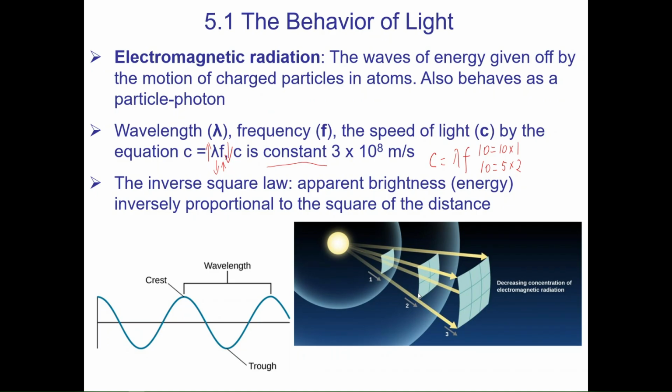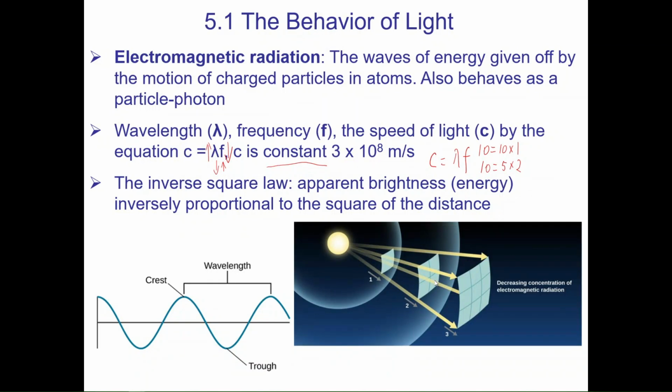That means apparent brightness, or the amount of energy, is inversely proportional to the square of the distance. You can imagine in the solar system, Venus is closer to the sun compared to the Earth, and Venus has a similar size to the Earth. Facing the sun, the same amount of area on the surface of Venus is able to receive more energy from the sunlight. That is the reason Venus is hotter than the Earth.